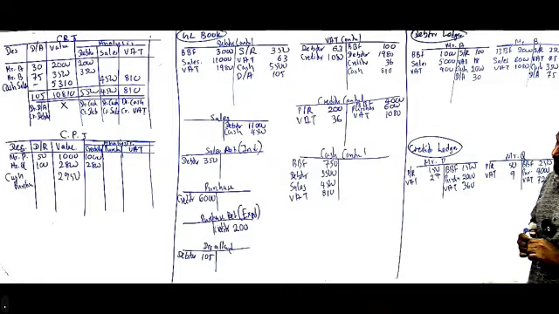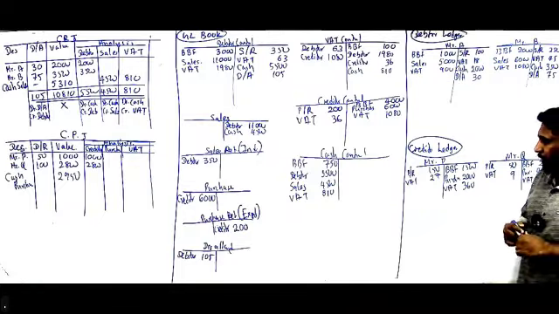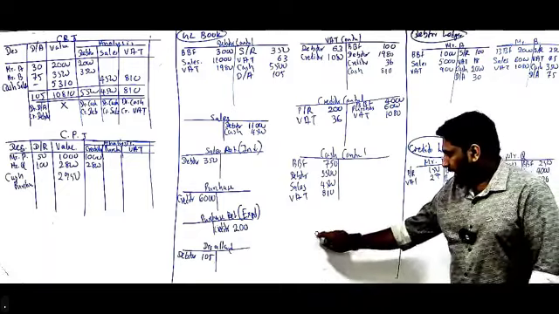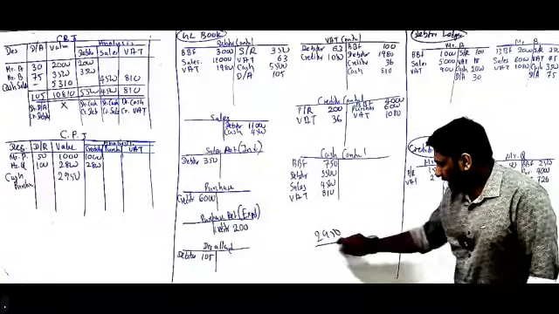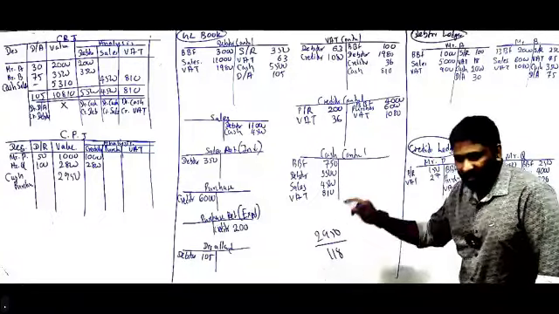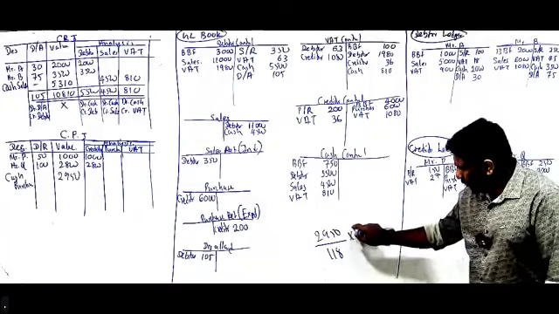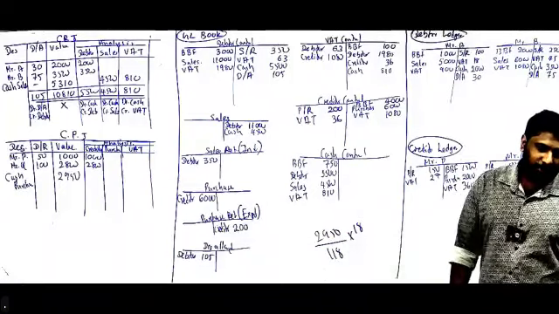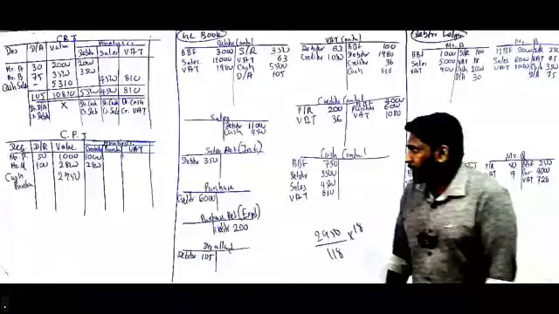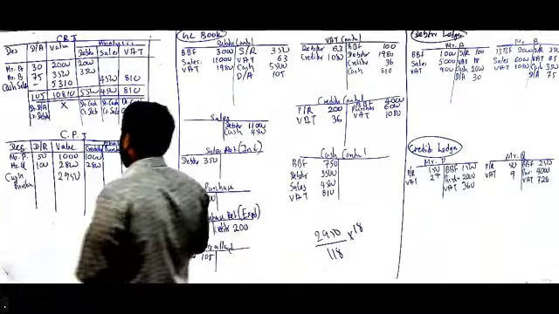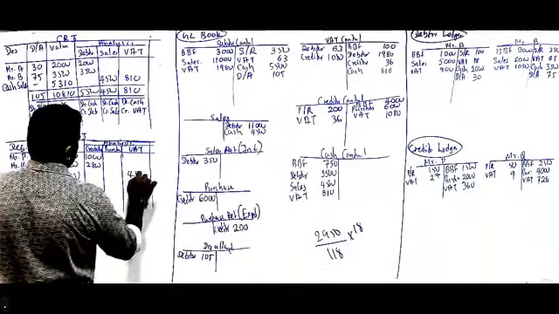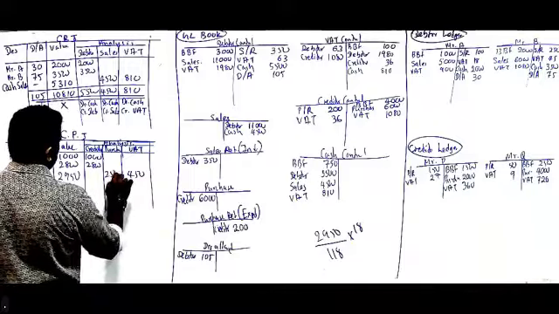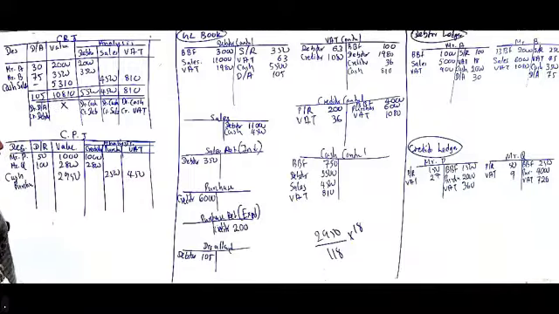2950. Find the purchase portion separately and the VAT portion separately. How to find it? 2950 divided by 118 into 18. So what's the VAT portion you are getting? 450. Then the purchase portion is how much? 2500. Done. Finish.